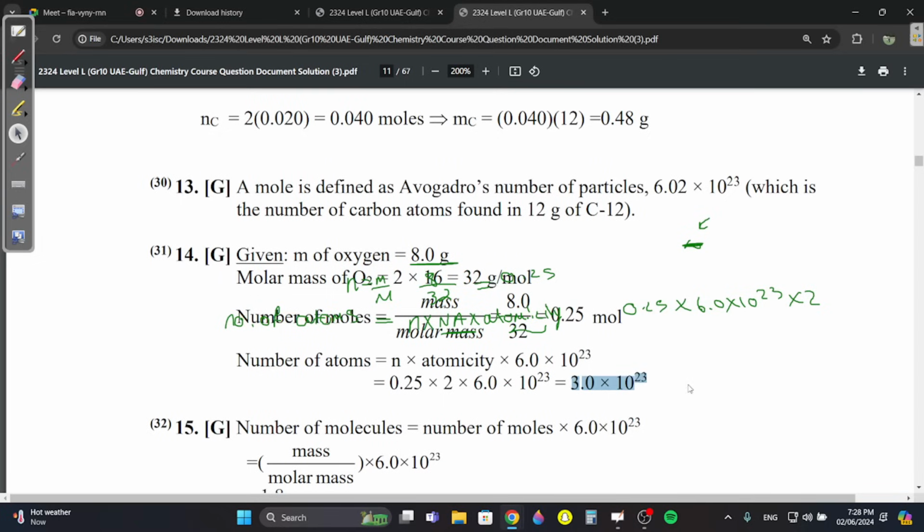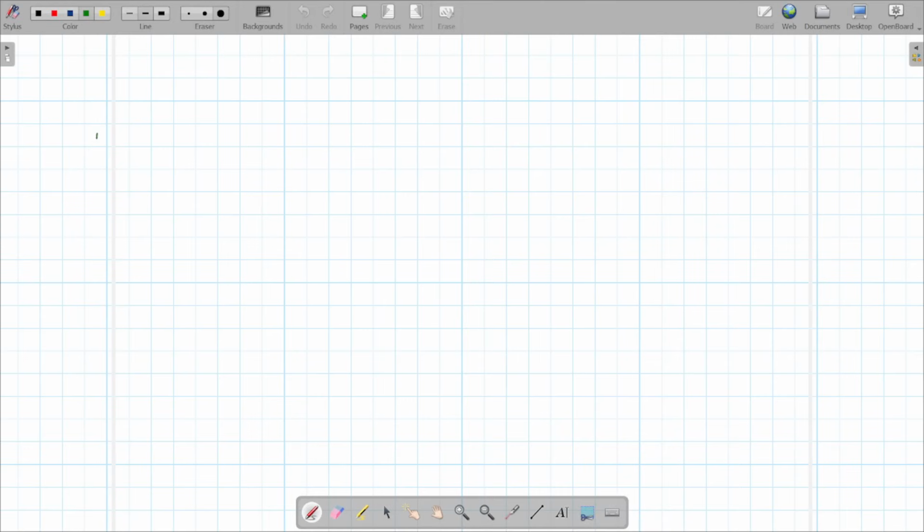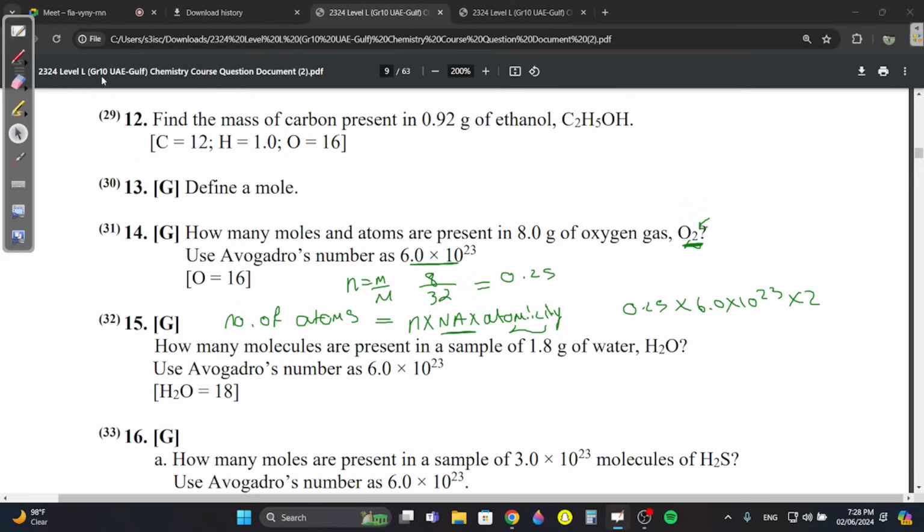I'll write down the formulas here for you. Moles: n equals m over M. Number of molecules is n times Na. And the number of atoms is the same thing, n times Na times atomicity. These are the grade 9 chem formulas we took a long time ago.